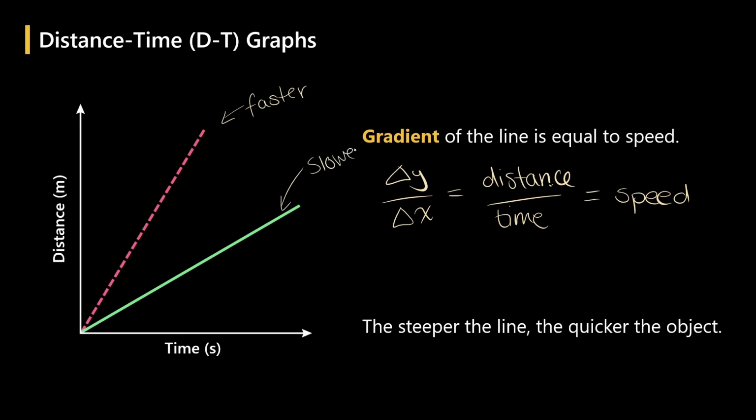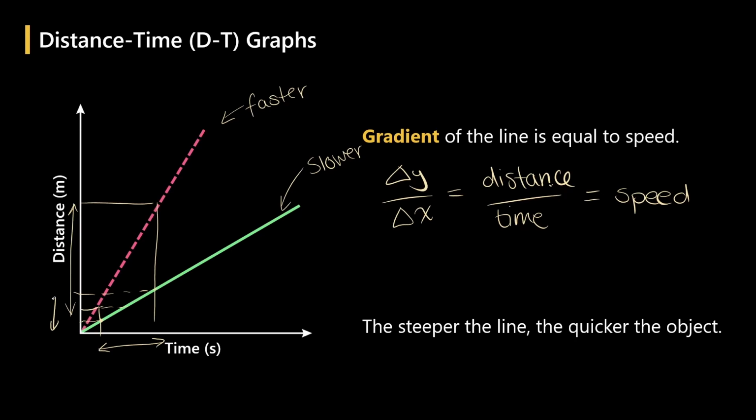You can see that with the pink line, as you move along the time axis, the distance increases a lot quicker than as you move along the time axis for the green line. That means you're covering more distance in a shorter amount of time. In other words, you're moving a lot faster.